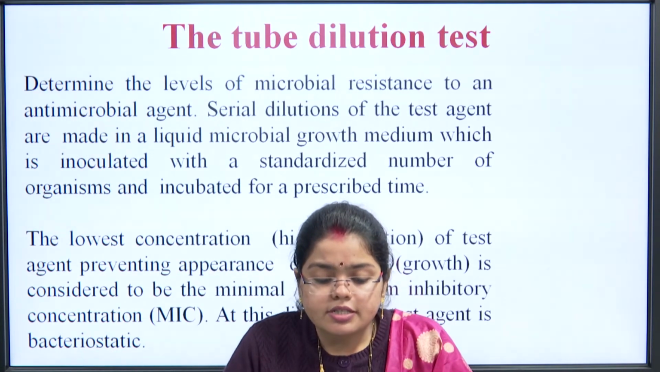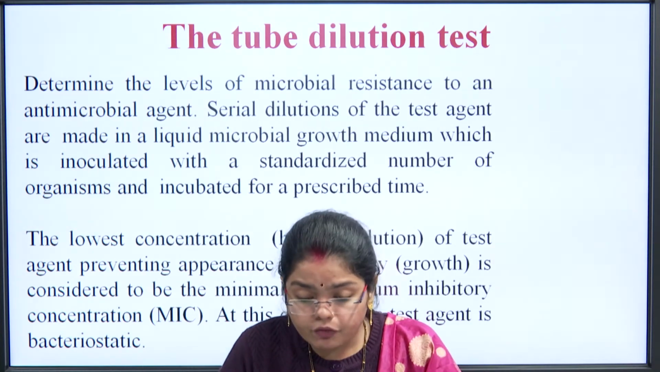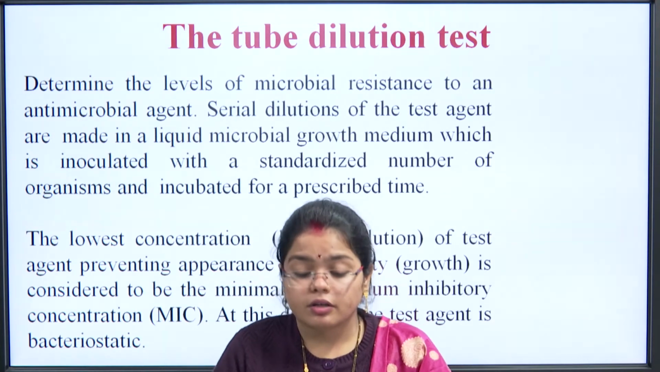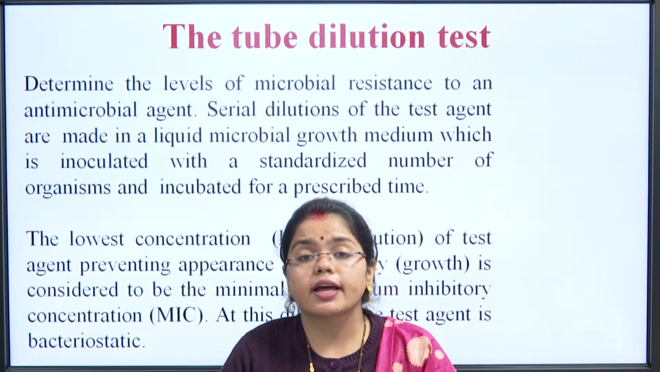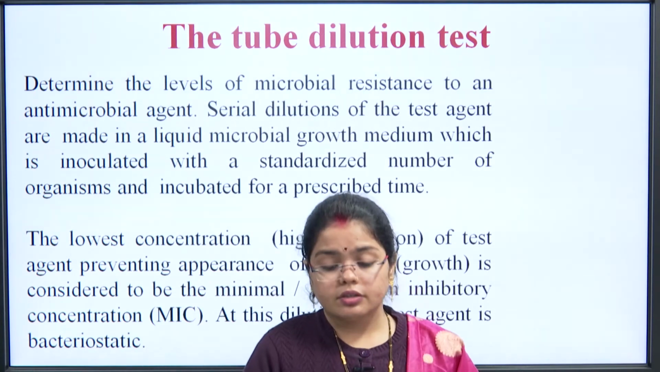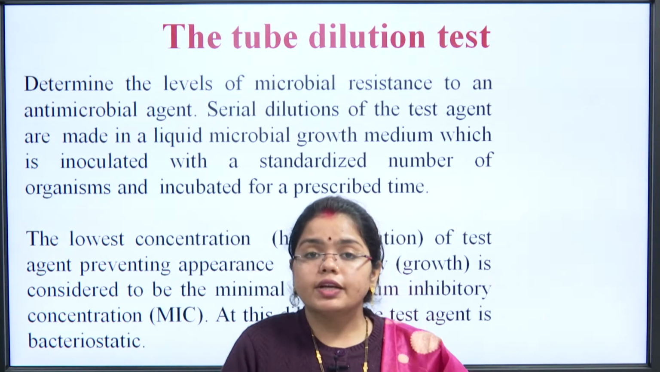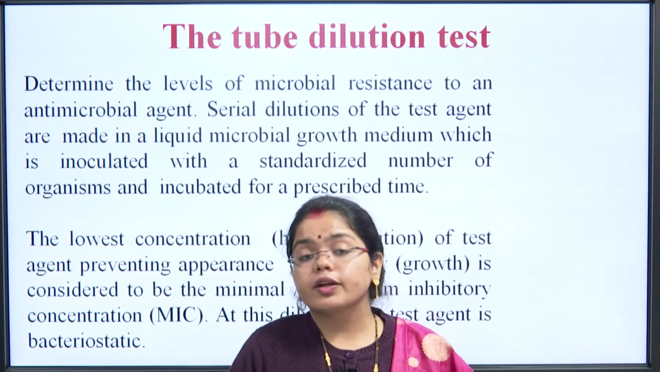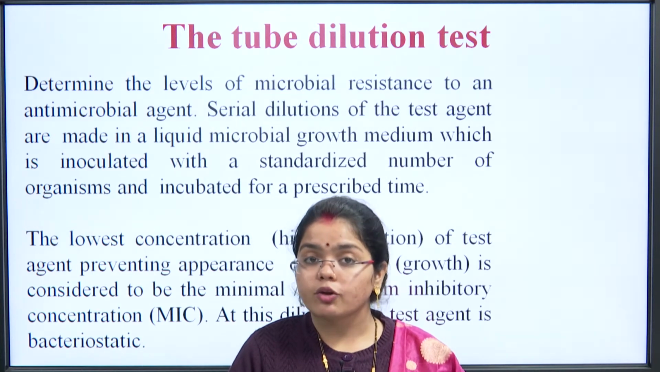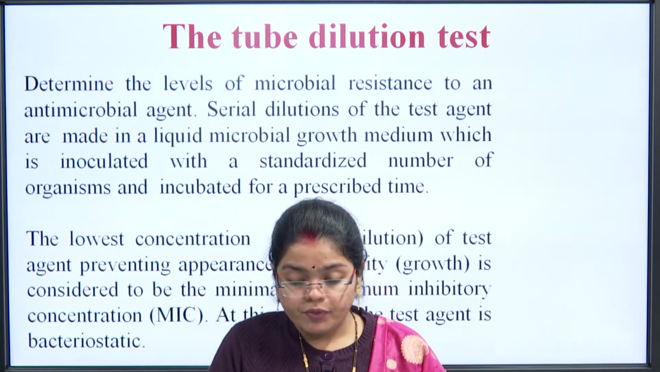So, the tube dilution test determines the level of microbial resistance to an antimicrobial agent. It is very clear from the previous figures. Serial dilutions of the test agent are made in a liquid microbial growth medium, which is inoculated with a standardized number of organisms and incubated for a prescribed time. How do we do this tube dilution test? As I just showed you in the previous figures, we dilute it to the level where the turbidity ends. Turbidity ends means there is no more growth of the microorganisms. So, that is the concentration we take up as the MIC.